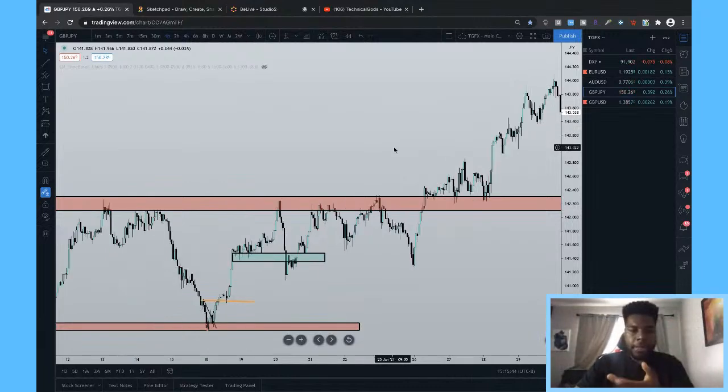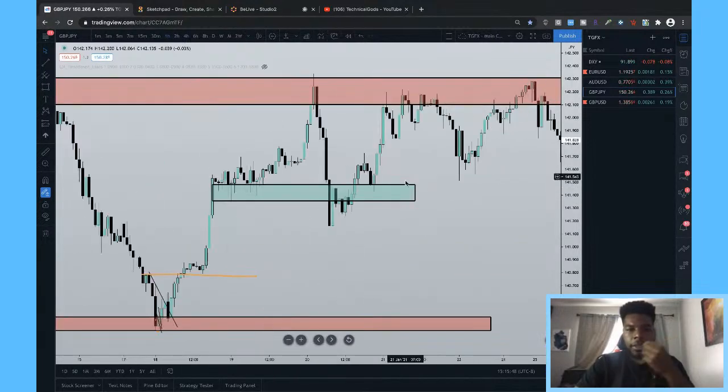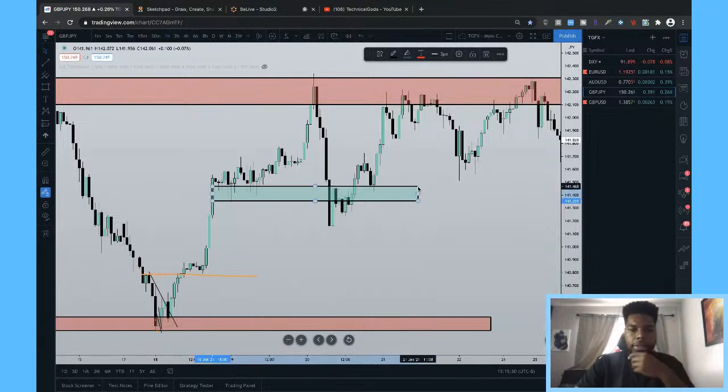This is not anything new. You know what I mean? So by scrolling to the left, you can see potentially where price is going to reverse every time.